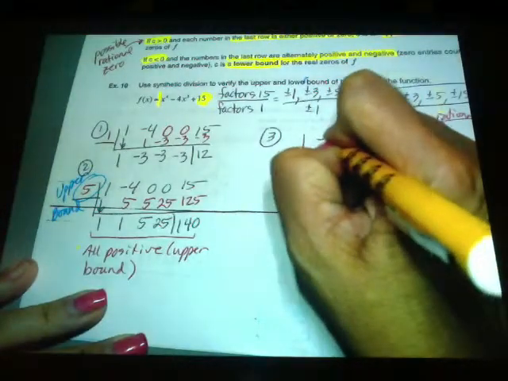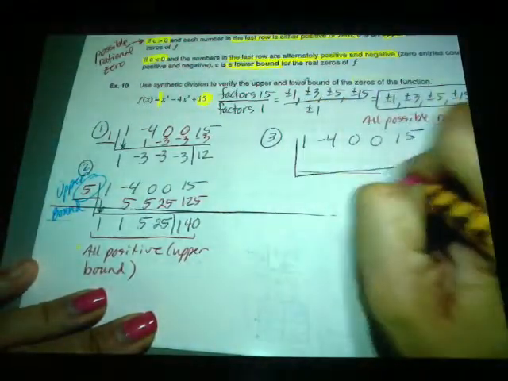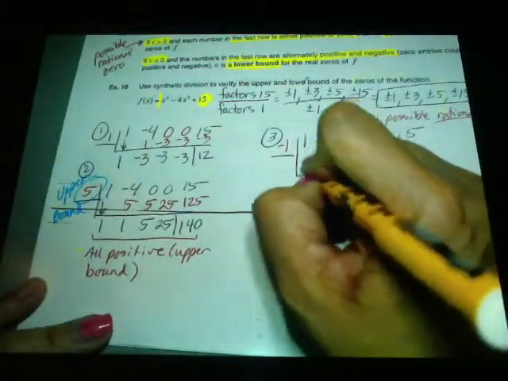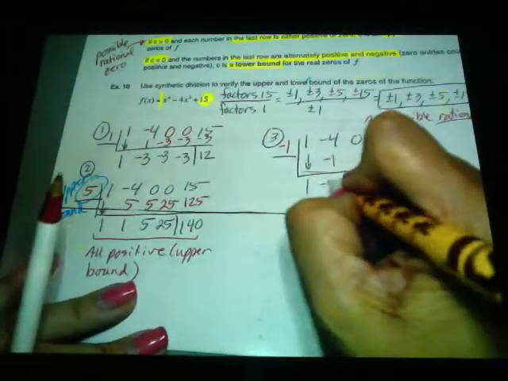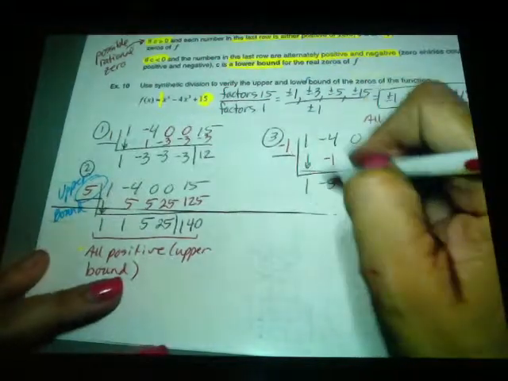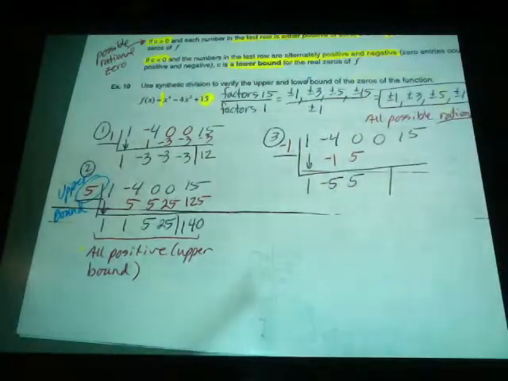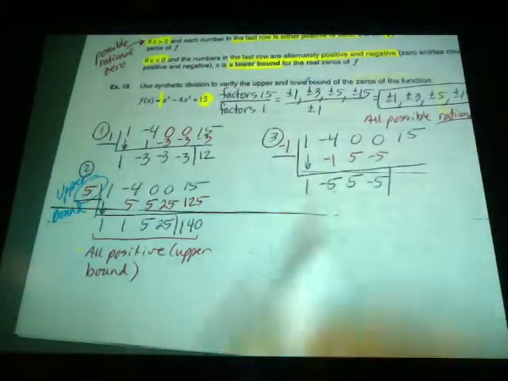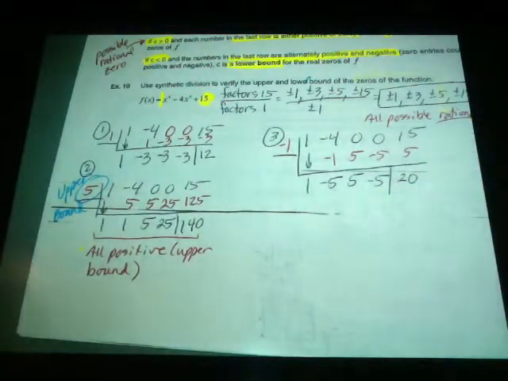So 1, negative 4, 0, 0. I do have a premonition about this, by the way. I'm going to plug in negative 1, a negative value, and multiply. Oh, look what happened. I had a sign change. Oh, another sign change. Oh, another sign change. And yet another sign change. Still didn't find a 0, but that's not the purpose of this question, is it?